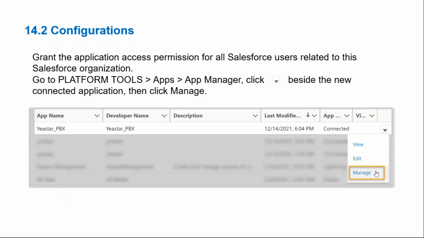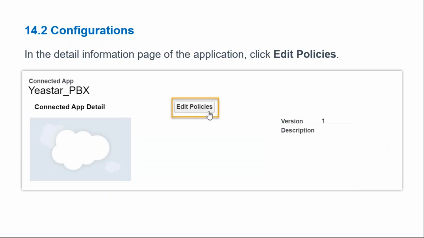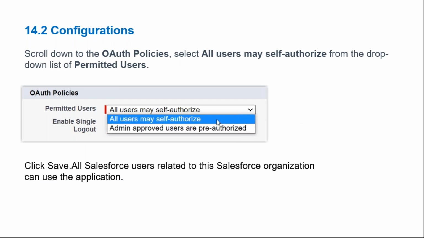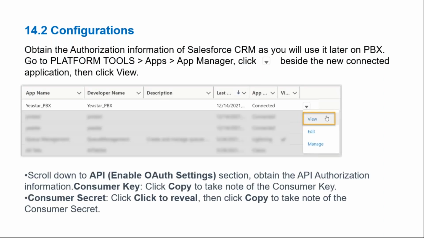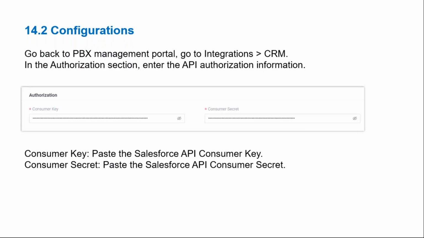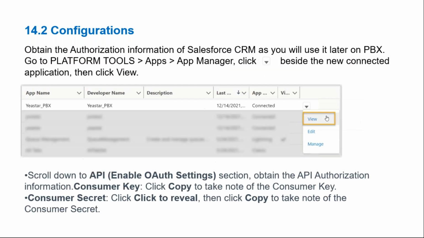And we're not finished yet. Here we need to go back to the main menu. We're supposed to click on Manage, and over here click on Edit Policies. Then here, choose "All users may self-authorize." Just choose this one. And then the next step, we click on View. All right, just click on View. Then you're going to wait for a couple of minutes when you click on View there.